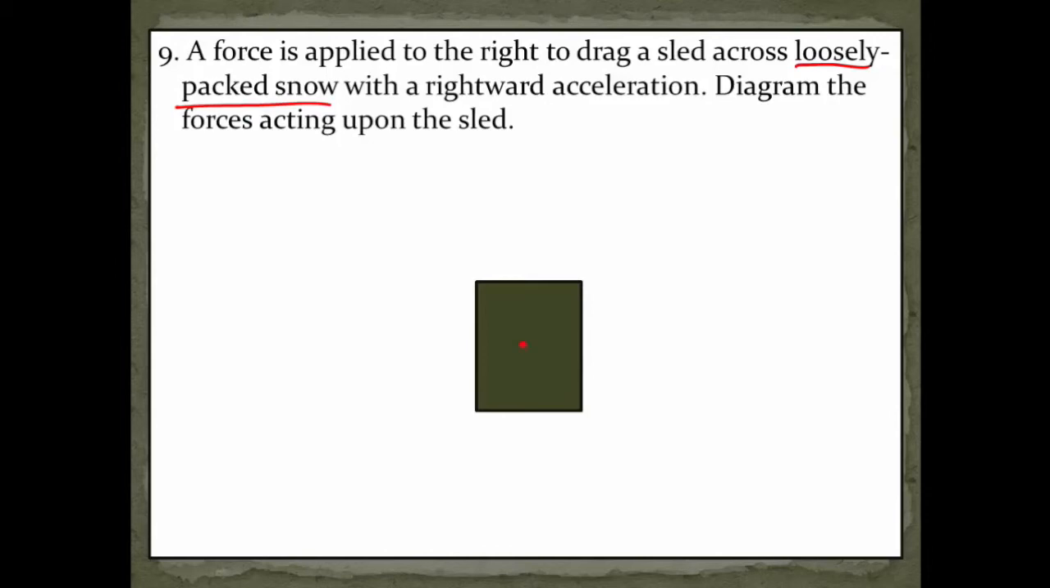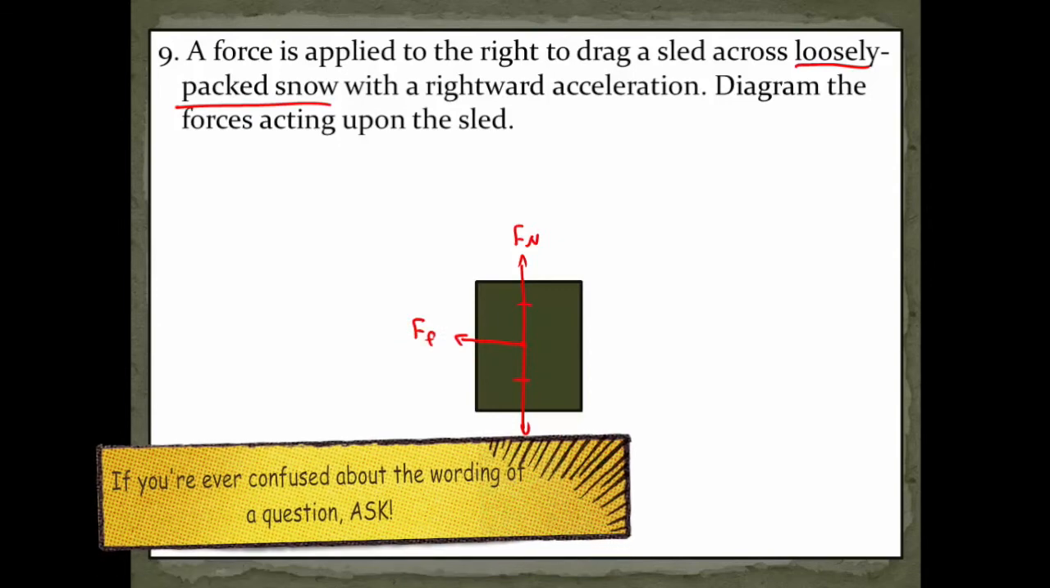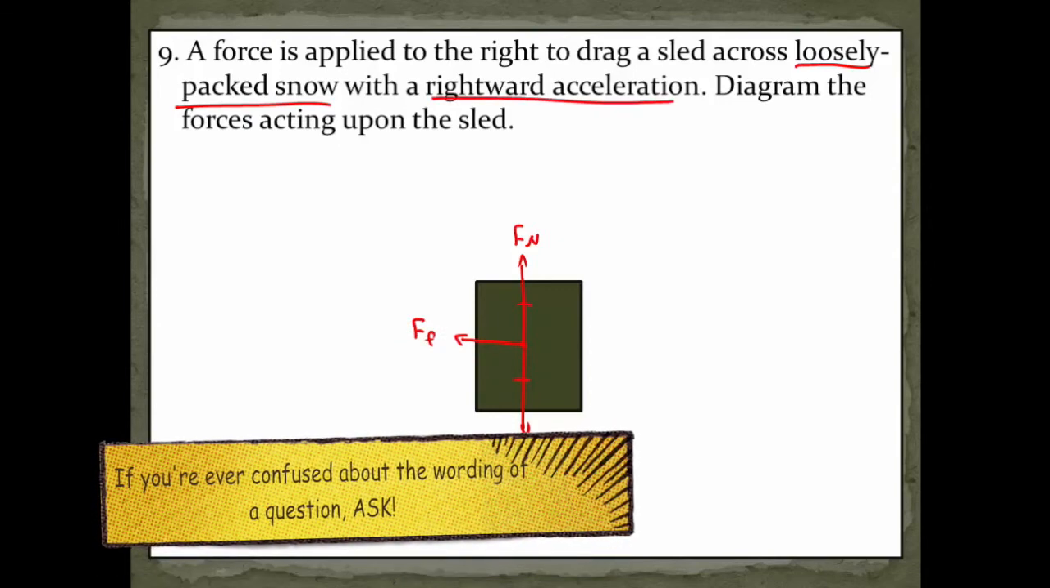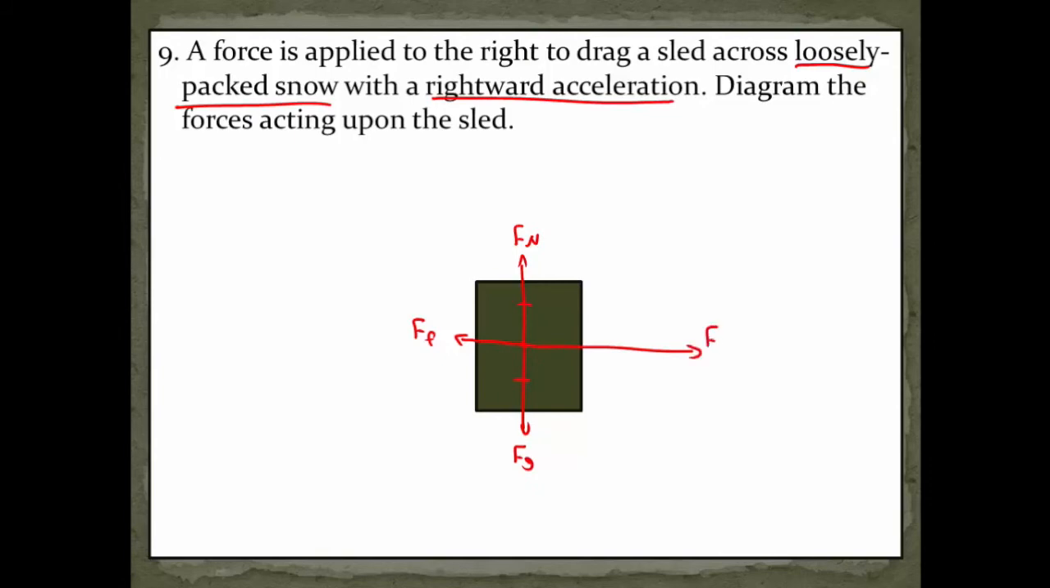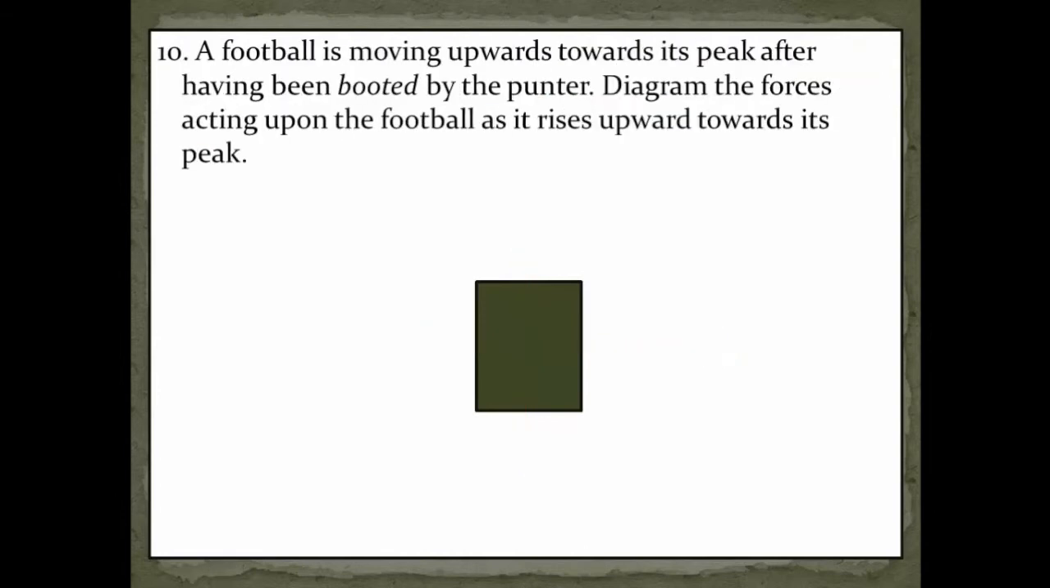So if we take a look, we have our two forces again, Fg and Fn. And those are going to be equal and opposite. But in this case, we're going to have some kind of friction caused by the snow itself. But we've ended up with a rightward acceleration, which means our applied vector had better be larger, which means this is our vector diagram, just like that. On to the next one.